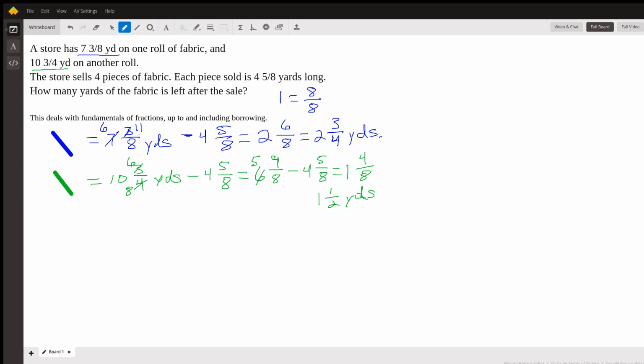So we've only got 3 pieces of the fabric that we were able to cut that's 4 5/8 long. And so we have this much remaining on the first roll, 2 3/4, and we have 1 1/2 yards remaining on the second roll, and we were only able to do 3 pieces. And so it's not possible for the store to cut 4 pieces of fabric.